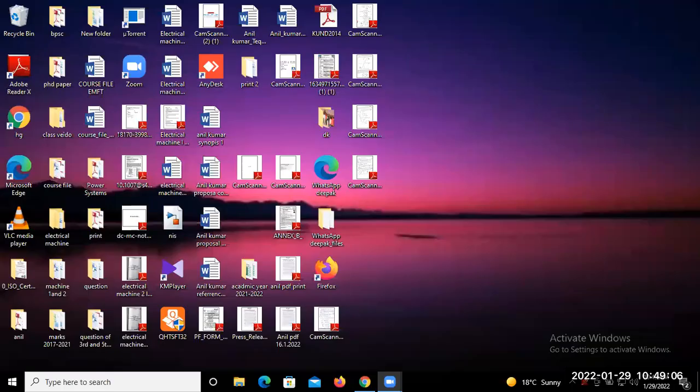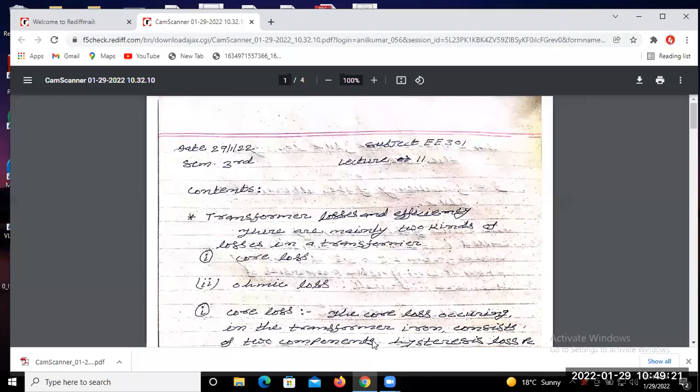How can you find out the core losses and ohmic losses? I think we already explained this in the tests of the transformer, that is the no load test and short circuit test. Let me recall: the no load losses can be found with the help of the no load test on the transformer, and the ohmic losses at rated current with the short circuit test of the transformer. That is the ohmic loss, the I square R loss of the transformer.